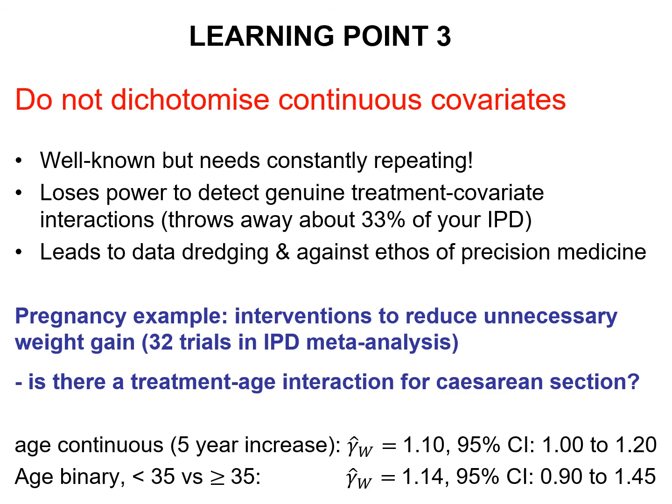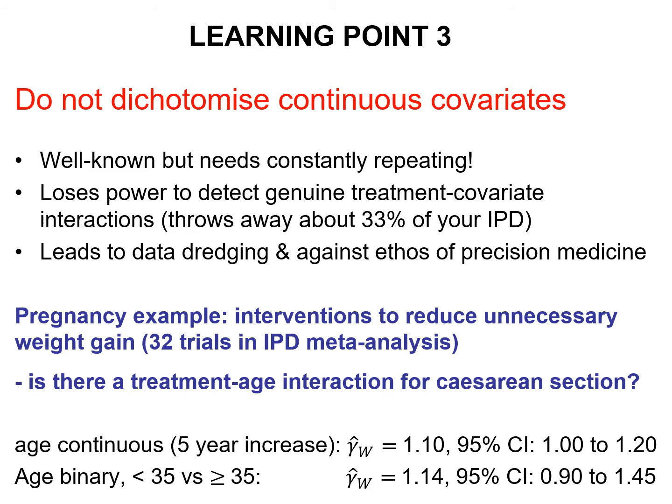We've seen examples where dichotomizing your continuous covariate is similar to throwing away about 33% of your IPD. So if you take 2 years to do your data collection for your project, it's like wasting about 7 or 8 months of your life, just throwing that away to get the data. Not good. Let's go back to a different example.